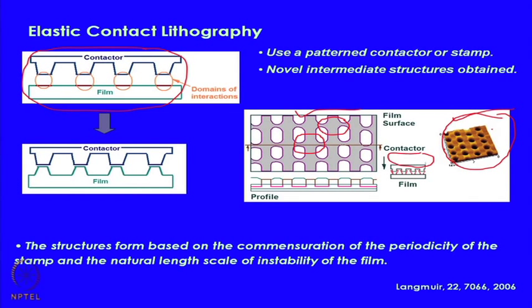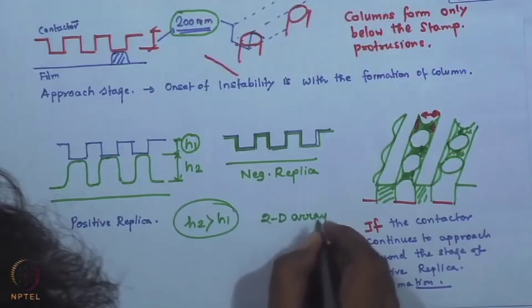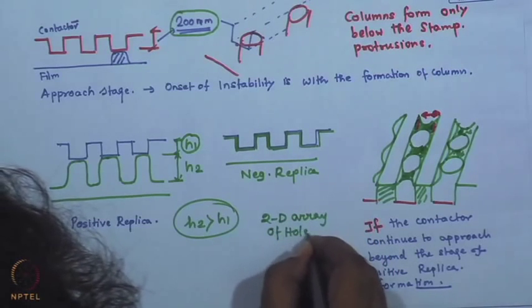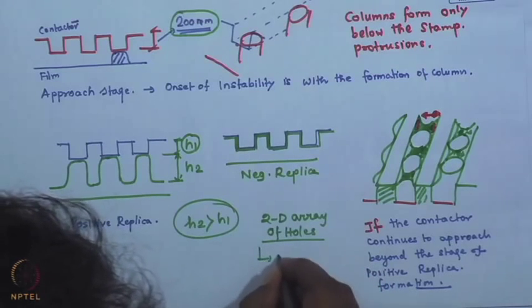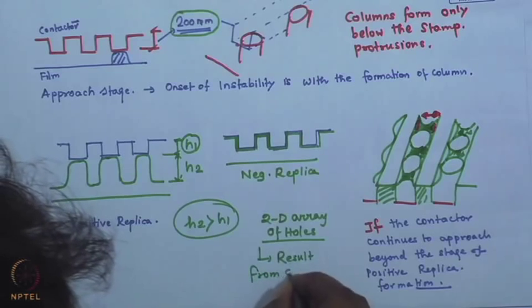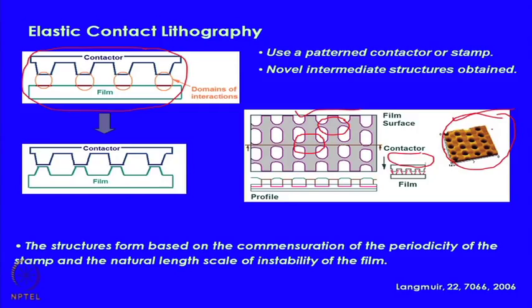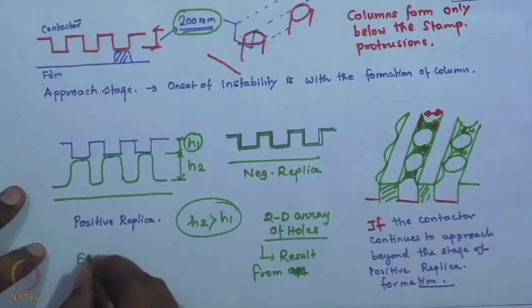So, this is a perfectly ordered 2D array of holes that result from contacting an elastic film with a single 1D patterned stamp. This is a real unique feature of this method. These structures can be made permanent, and this whole approach, which is a patented technology now, is known as elastic contact lithography.